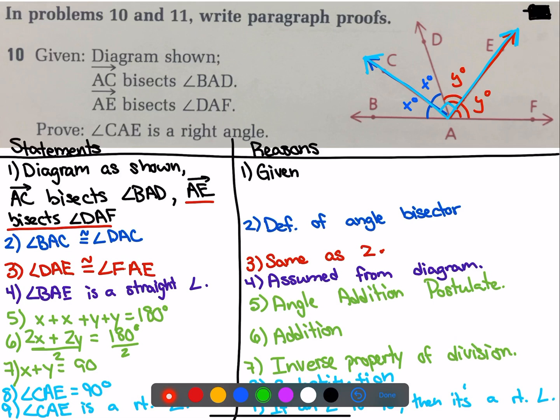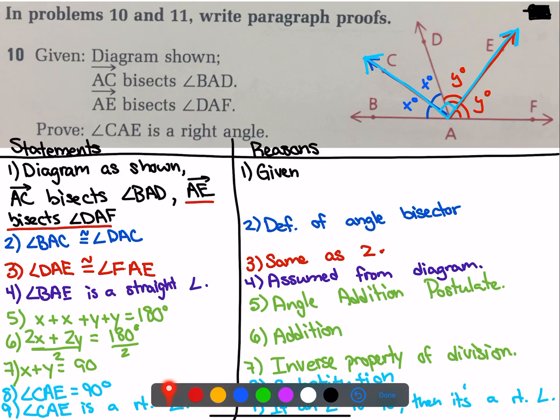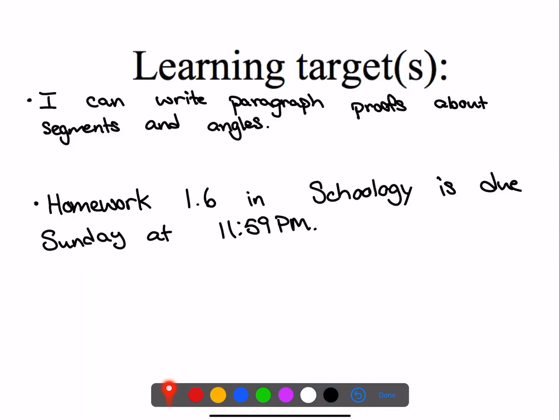All right. Here is the two-column proof of it. Again, very similar. Pause the video if you'd like to take a second and compare and contrast to the paragraph proof that we just wrote. All right. So that is it for today's learning target. Our learning target again was I can write paragraph proofs about segments and angles. So we have now finished that up.